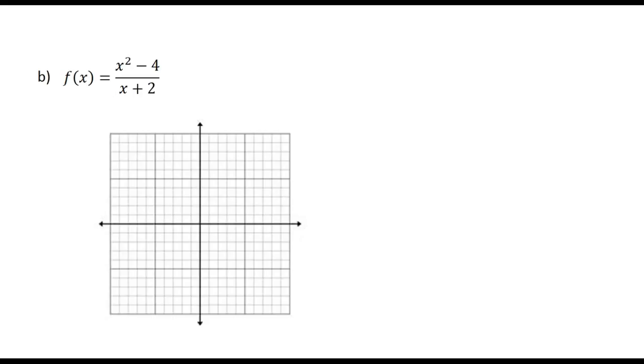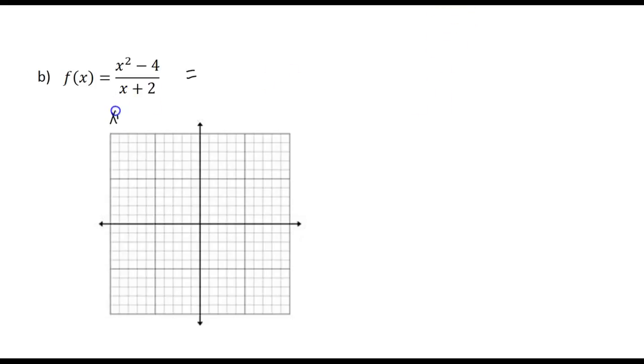So let's look at this example, and I'm going to take the analytical approach first. I'm going to look at f of x equals x squared minus 4 over x plus 2, and I know that I would have a problem at x equals negative 2.